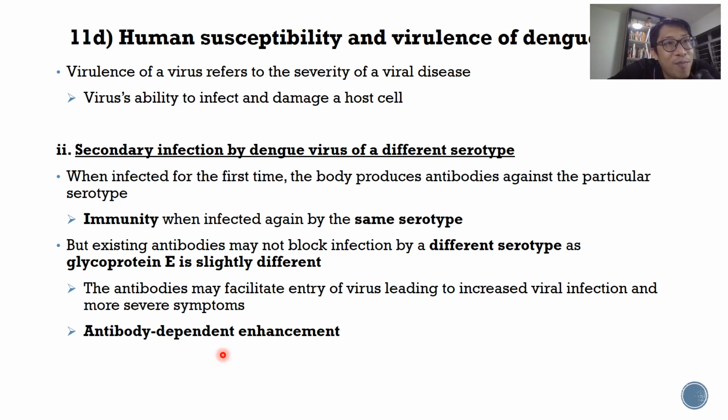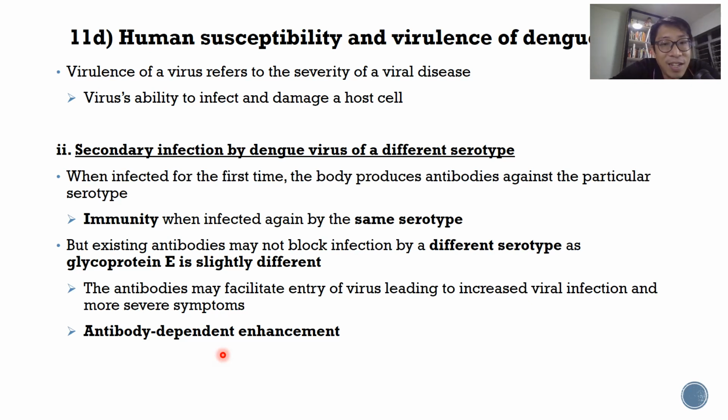If you have been infected by, say, serotype E1 before, then you have antibodies against this serotype. So if you are infected by the same serotype again, the antibodies should be able to bind to the glycoprotein E, block entry of viruses, block attachment, block infection. No problem. But what if you are infected by a different serotype, say serotype E2? The glycoprotein E is similar to E1, but not exactly the same.